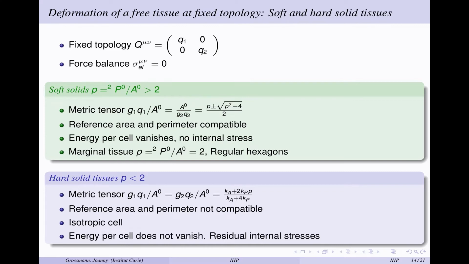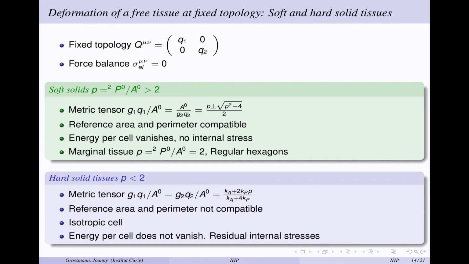What I have to write is that the stress vanishes, the derivative with respect to G mu nu vanishes, and I find two cases, which, as in the original vertex model, I will call the soft and the hard solid. The soft solid is when the perimeter is large. When the perimeter is large, I will find a solution where the area is A0 and where the perimeter is P0. And I wrote the expressions here. It only depends on P0 over A0.